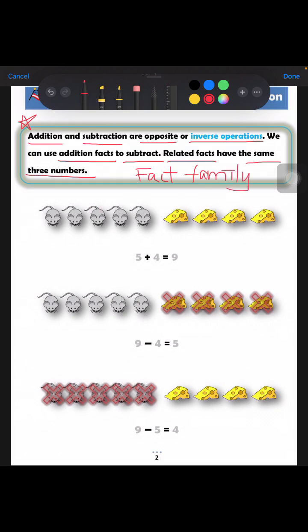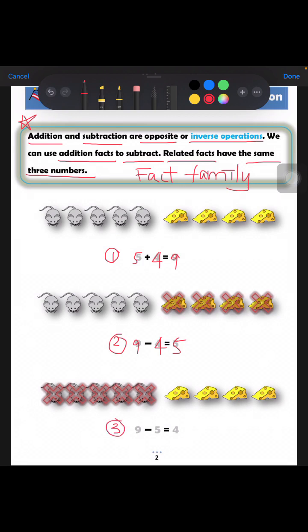So take a look at the example below. Do you know how many mouths and how many cheese are there? Yes, there are 5 mouths and 4 cheese. So 5 plus 4 equals to 9. And then take a look at the second number sentence. Okay, there are total 9 items. If I take away 4 cheese, that means minus 4. 5 mouths will be left. So 9 minus 4 equals 5.